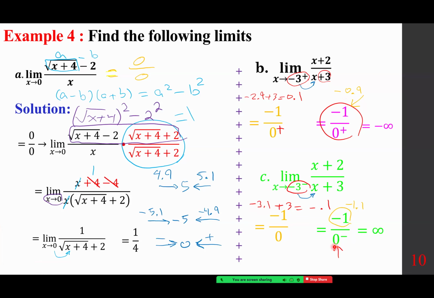The denominator is 0, but what's the difference? 0 from the right and 0 from the left have two different signs, and it has an effect in the result here. Does that make sense? Yes, Professor. That's why you have to figure this out. In this case, negative over positive is negative. In this case, negative over negative is positive. And this is negative infinity. This is positive infinity. All right, excellent, perfect. Thank you. My pleasure.